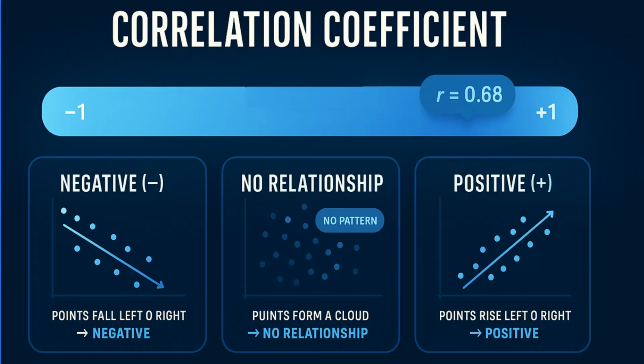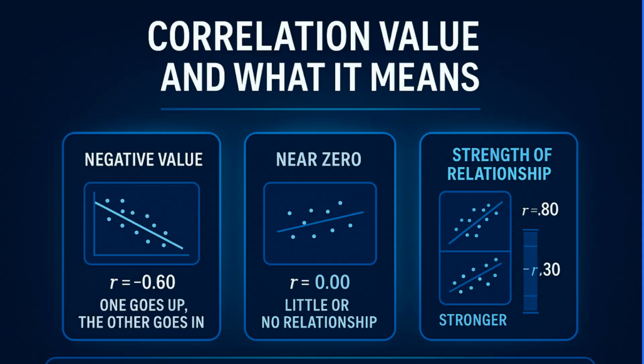The result of a correlation analysis is a correlation coefficient that ranges from -1 to +1. The sign tells you the direction of the relationship. A positive value means the variables increase together. A negative value means that as one variable increases, the other decreases. A value near zero means there is little or no relationship. The size of the coefficient tells you the strength of the relationship.